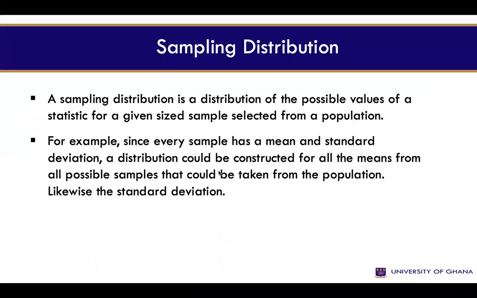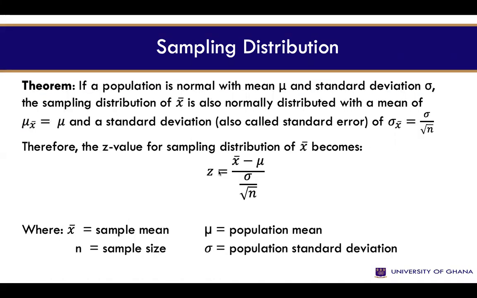Okay, so we were touching on sampling distribution, and I think we should continue with that. It brings us back to a very important theorem. If you have a population that is normally distributed with a mean of mu and a standard deviation of sigma, then the sampling distribution of x bar, we are not talking about x, we are talking about the sampling distribution of the sample means.